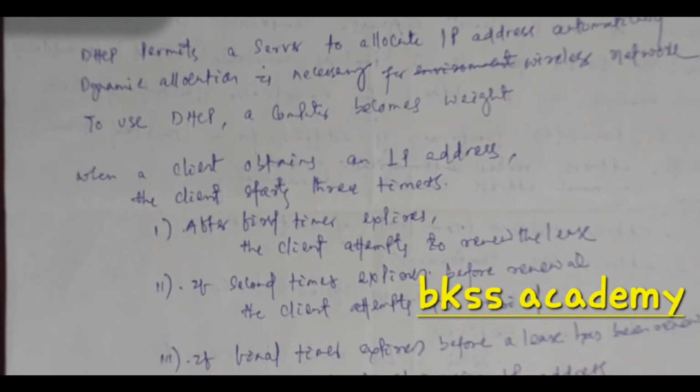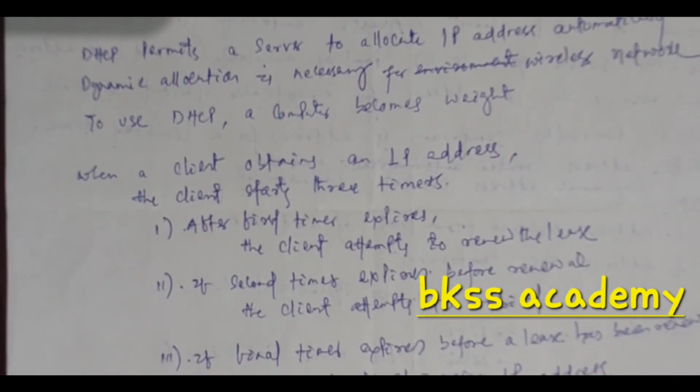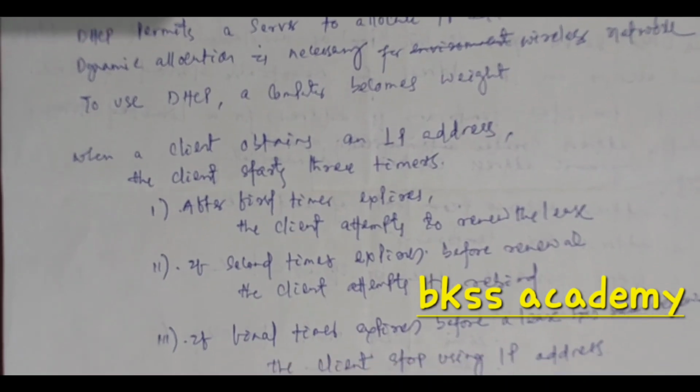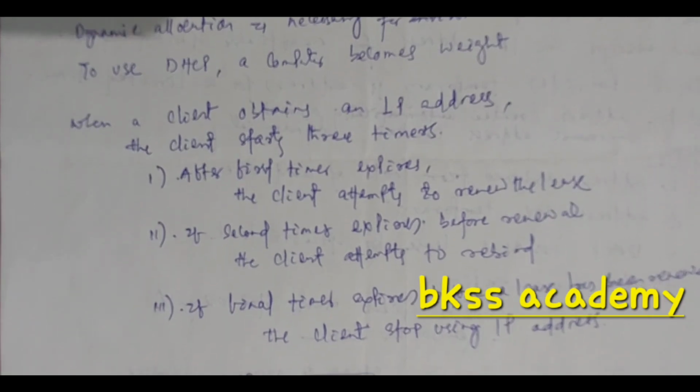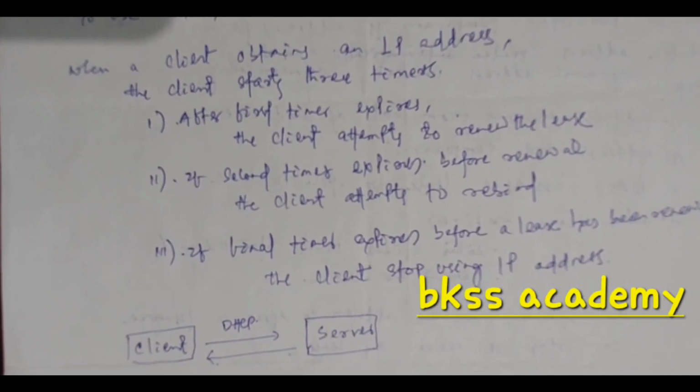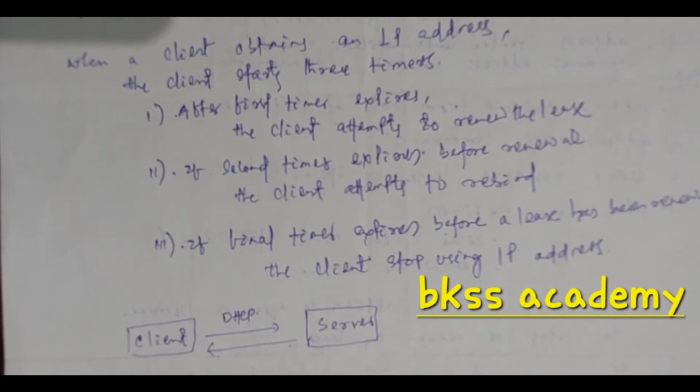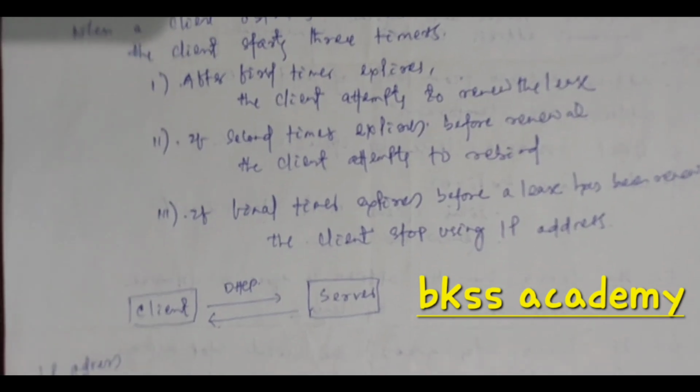When a client obtains an IP address, the client starts 3 timers. After the first timer expires, the client attempts to renew the lease. If the second timer expires before renewal, the client attempts to rebind. And if the final timer expires before the lease has been renewed, the client stops using the IP address.